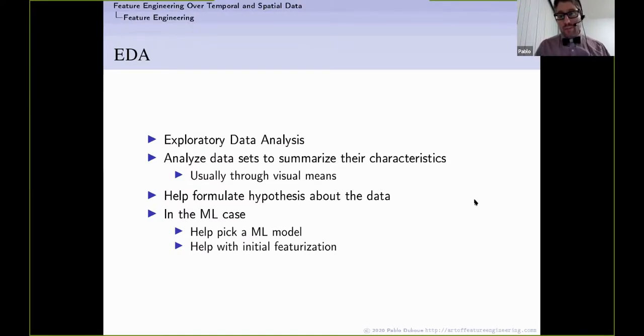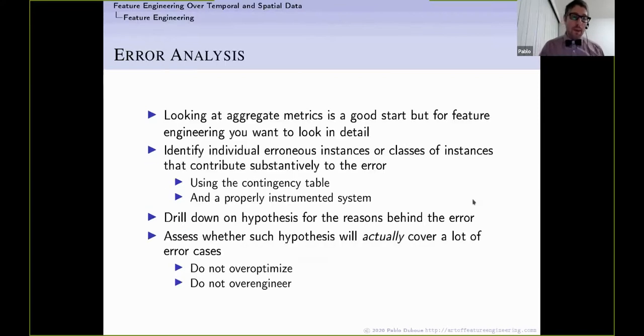So I assume, from the engineers I have worked with from Fusemachines, that you're very familiar with exploratory data analysis, this idea of summarizing the characteristics of the data, normally through visual means, and formulating hypotheses. In the case of feature engineering, the EDA helps us come up with the initial featurization. And in general, EDA helps pick the machine learning model. Featurization and feature engineering is very tied to the machine learning model you are going to be using. Certain machine learning models require normalization, for example, or scaling, or can handle a lot of features, while others need very few that are very informative, etc.